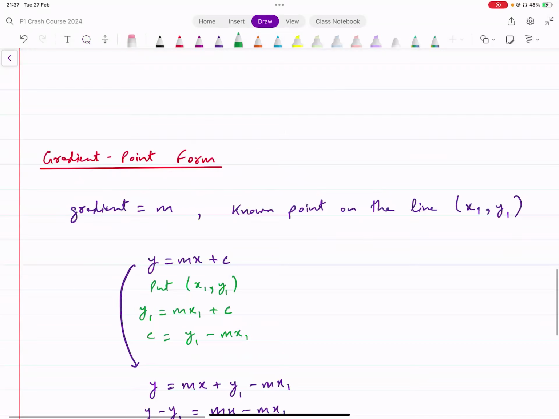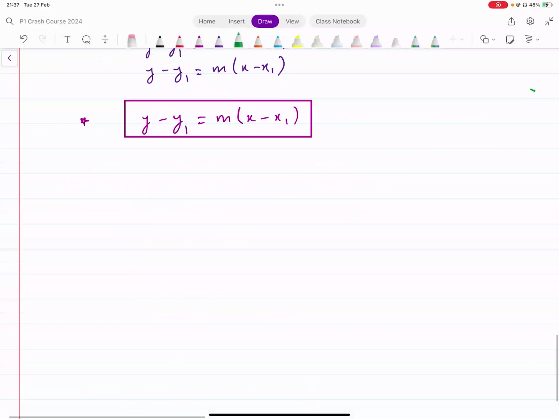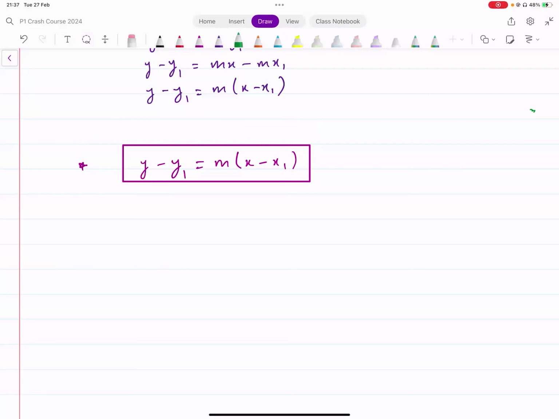Now, what do you need to be able to write the equation in this form? You need two things. Number one, you need the gradient. And number two, you need a point, which is x1, y1. It's any known point on the line, any point for which you know the coordinates.